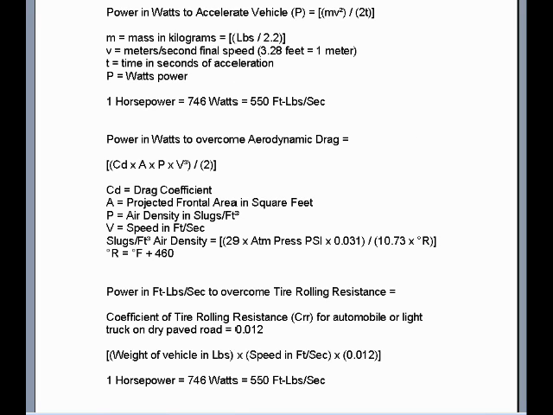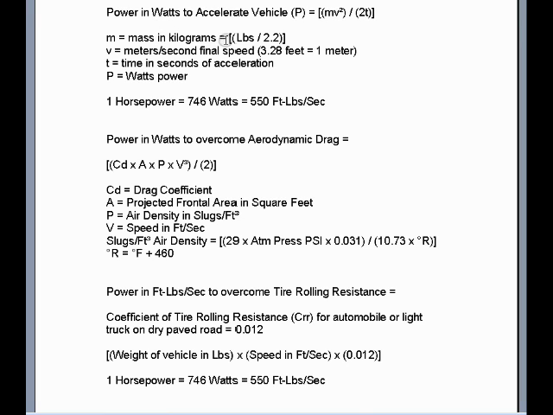Next is finding out the required horsepower to accelerate the vehicle from rest to a given final speed. The most accurate formula to use algebraically would be: power is equal to mass in kilograms times final velocity in meters per second, quantity squared, divided by 2 times the time it takes for the acceleration.